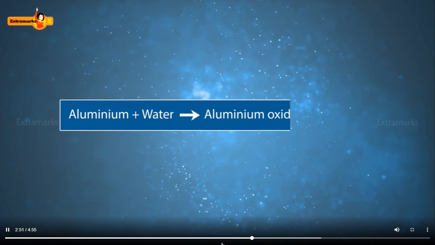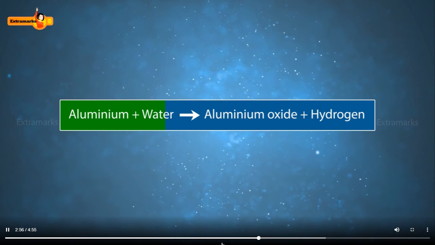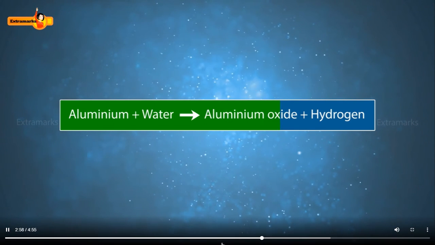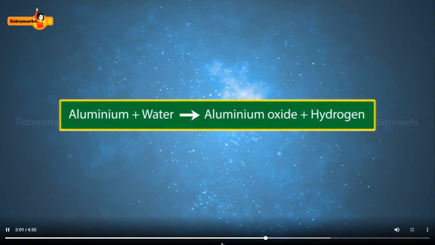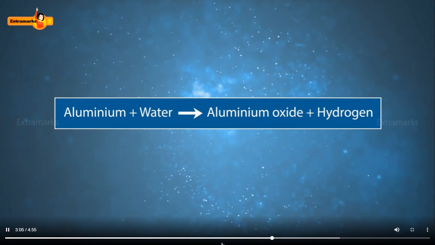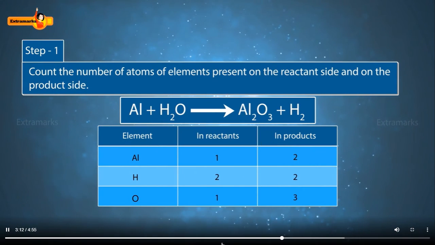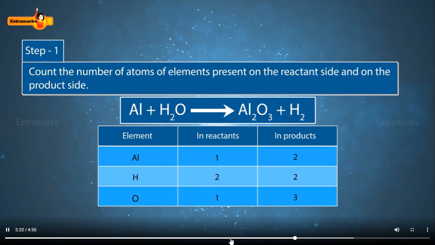Let us balance another chemical reaction to check our clarity on the topic. Aluminium and water react to form aluminium oxide and hydrogen gas. The symbol equation can be written as. Recall that first we need to count the number of elements present on the reactant side and on the product side. So, there are 1 aluminium, 2 hydrogen and 1 oxygen in the reactants, and 2 aluminium, 2 hydrogen and 3 oxygen in the products.